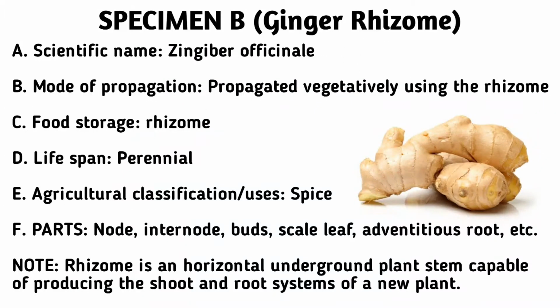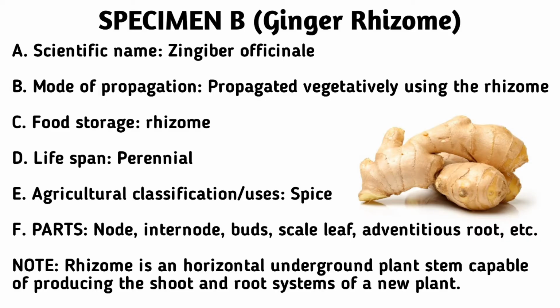So our next specimen, which is specimen B, is the ginger rhizome. The scientific name is Zingiber officinale. And when we are told to write down the mode of propagation, it is propagated using the rhizome, and food is stored in this specimen in the rhizome as well. It has a life cycle as a perennial plant, or it is a perennial plant.